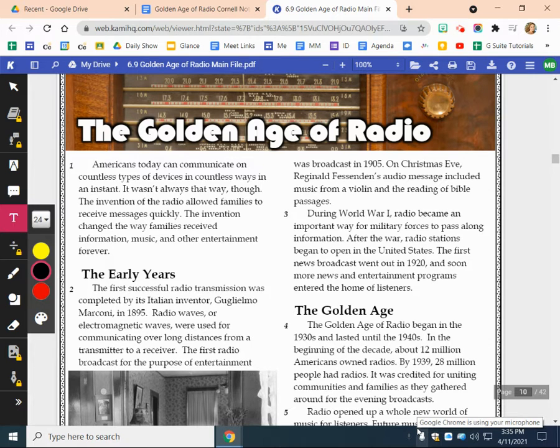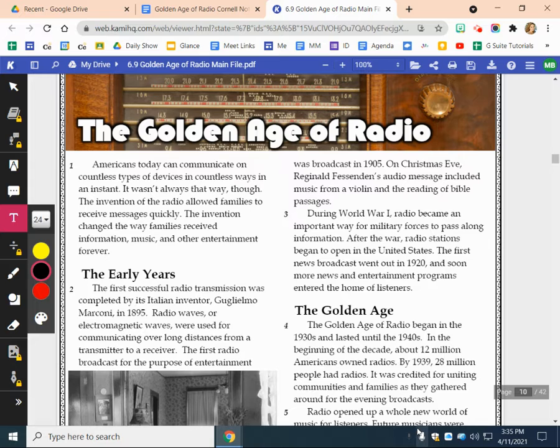All right, this is our sixth article of the week, and the title of this article is The Golden Age of Radio. Our focus for this article of the week is going to be text structures. That means how nonfiction texts are organized, how they're put together.